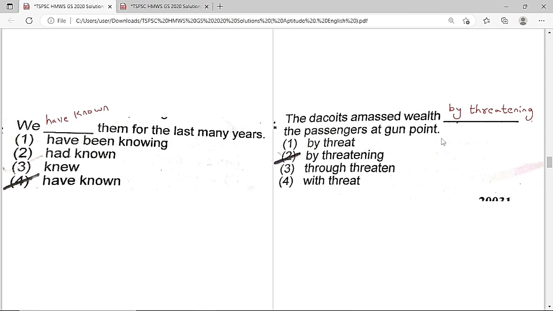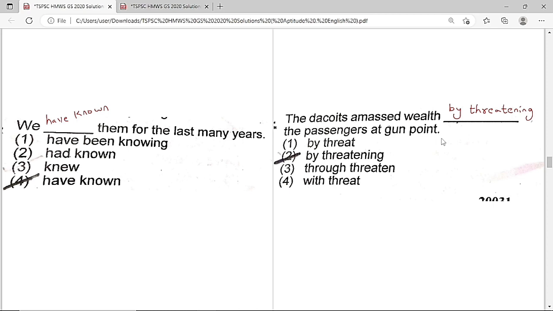So basically, the robbers have stolen the wealth of the passengers with the help of gunpoint, by threatening them. They have taken all the wealth of the passengers and showed the gunpoint by threatening. So we can say the dacoits amassed wealth by threatening the passengers at the gunpoint.